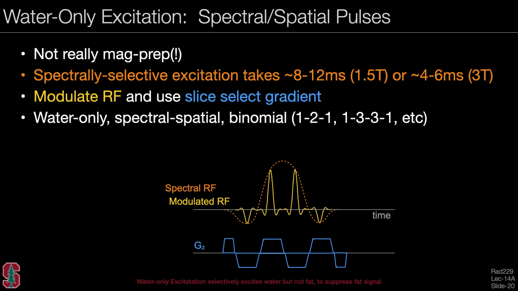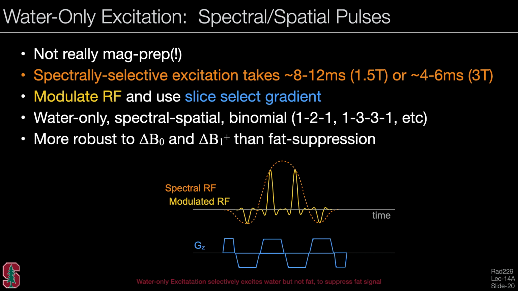So this goes by several names. It can be called a water-only pulse, a spectral spatial pulse, or binomial pulses. And the binomial pulse name refers to the fact that you can simply choose amplitudes 1, 2, 1, or in the case shown here, 1, 3, 3, 1, etc. for these pulses.